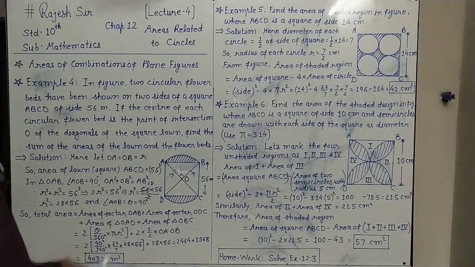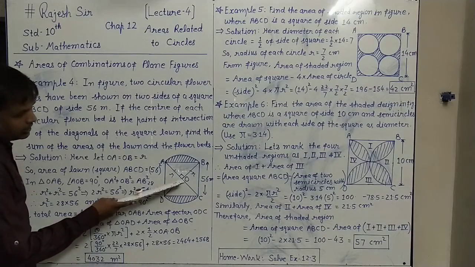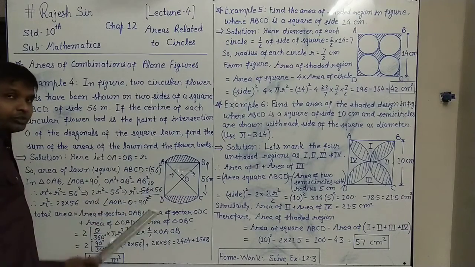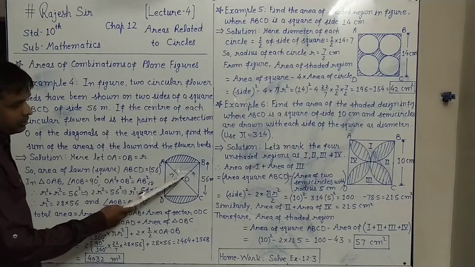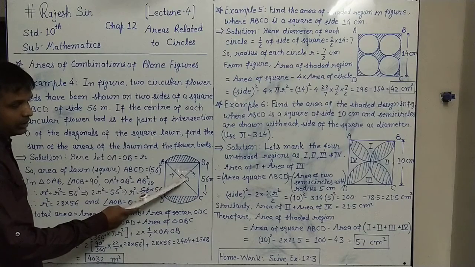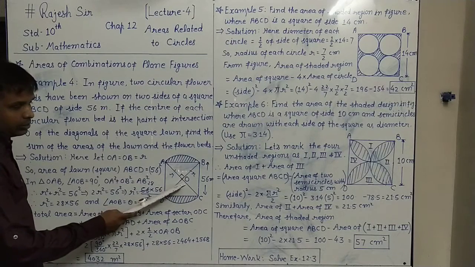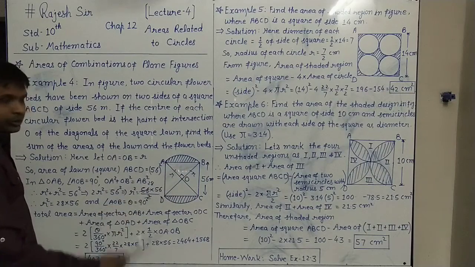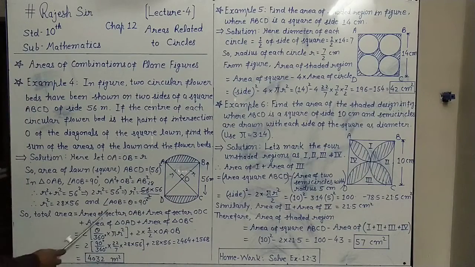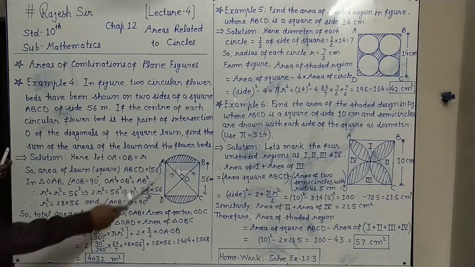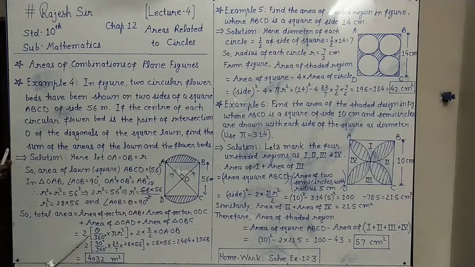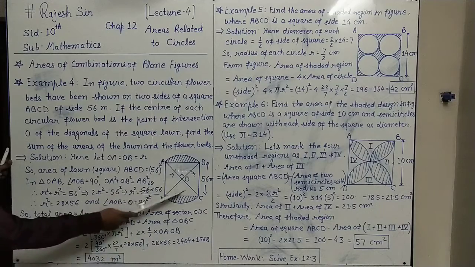You can see from the figure that both the sectors, up and down, are of the same shape, same angles. The angle at the center is 90 degrees, here also 90 degrees, same shape. So we have written for both of the sectors 2 times the area of any one sector. If you count 2 times, it will be the sum of 2 sectors.